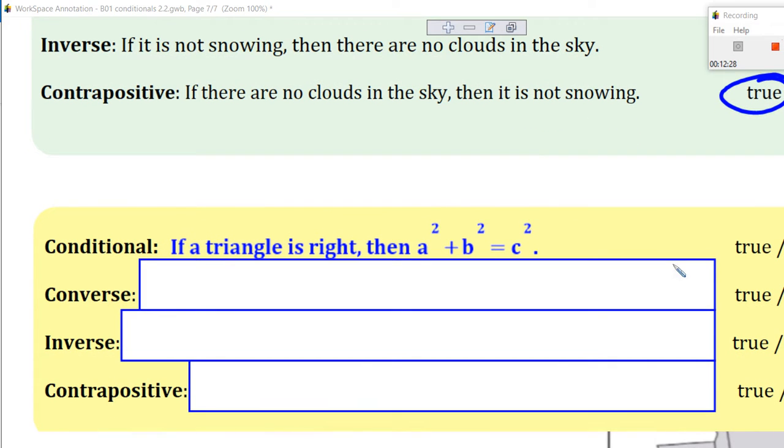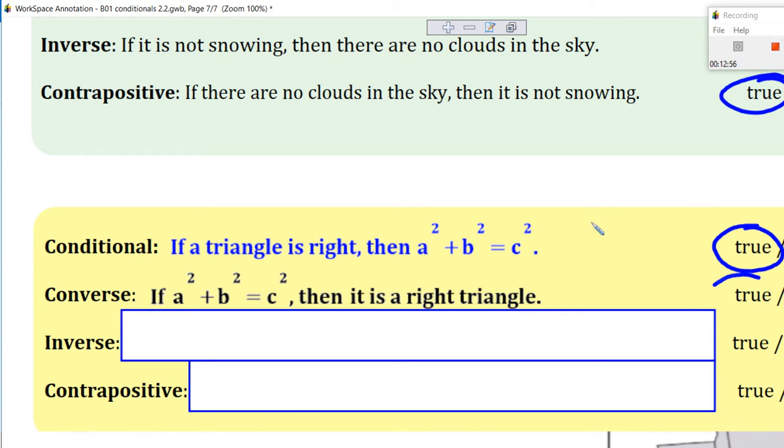Now let's look at more of a math example. If a triangle is right, then a squared plus b squared equals c squared. Think back to your Pythagorean theorem from last year, right? We talked about this. We know this is true. Our converse would be, if a squared plus b squared equals c squared, then it is a right triangle. Well, this one's also true. So this is one where it works both ways.